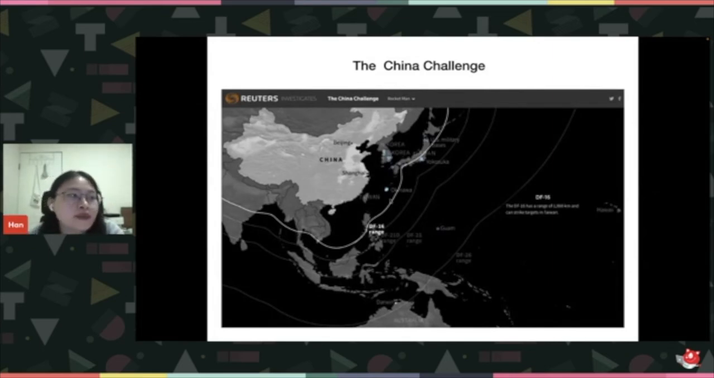If you scroll up, you can see the first highlight is the DF-16. With the DF-16, China can strike targets in Taiwan, and these blue dots are the military bases of the US. So it can also target Okinawa. And with the DF-26, it can reach Guam. This is another US military base. And yes, it can also reach Australia. So I think that's much more straightforward and easy to understand how far China's missiles can reach.